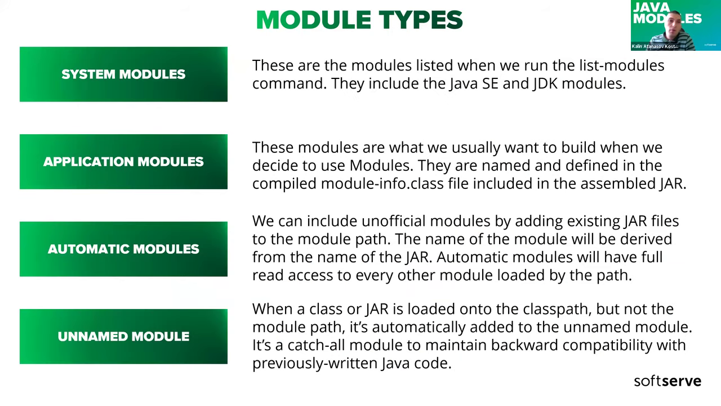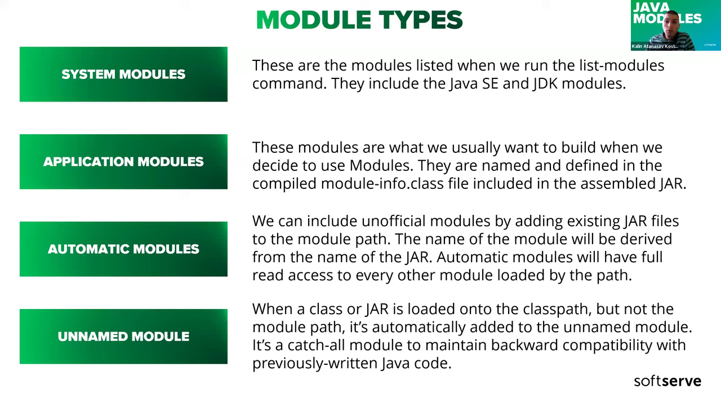Different module types. We have the system module. These are the modules listed when we run the list modules command. They include the Java Standard Edition and JDK modules. We also have application modules. These are what we usually want to build when we decide to use modules. They are named and defined in the compiled module-info.class file and are included in the jar file.